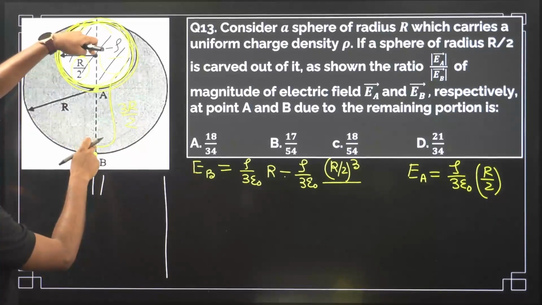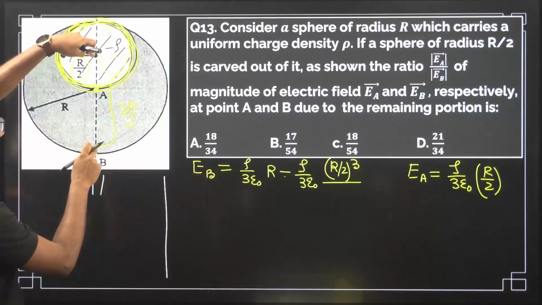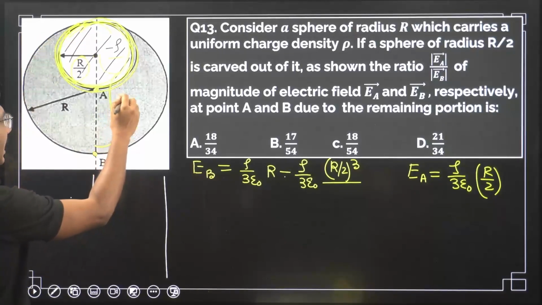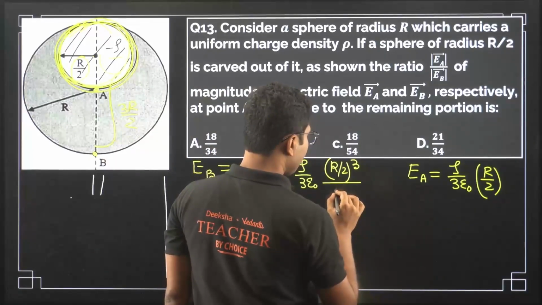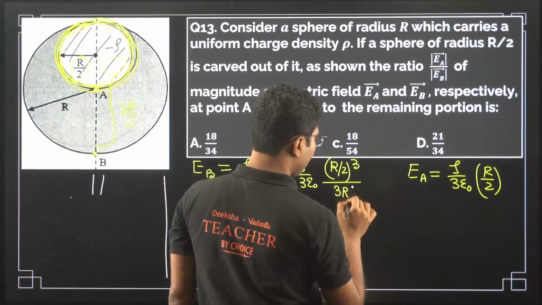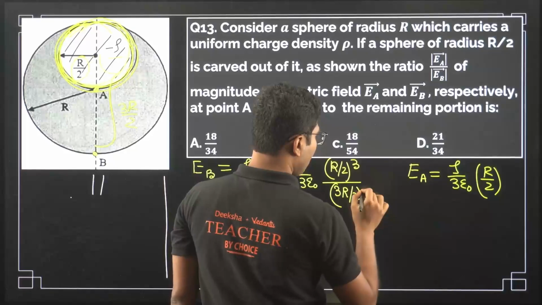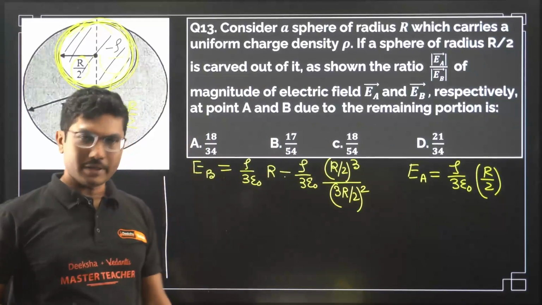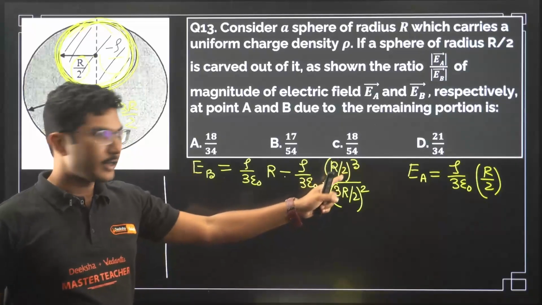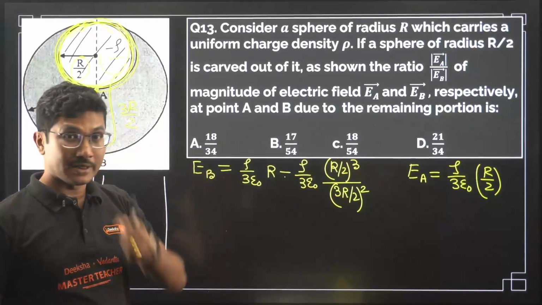Clear? This is the distance from the center, right? So this distance is 3r by 2, right? So it will be (3r by 2) whole square, right? R cube by small r square. So big R cube is (r by 2) cube over here, and small r is (3r by 2) square.